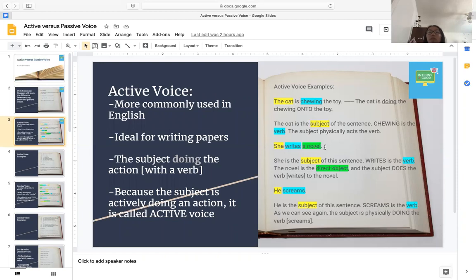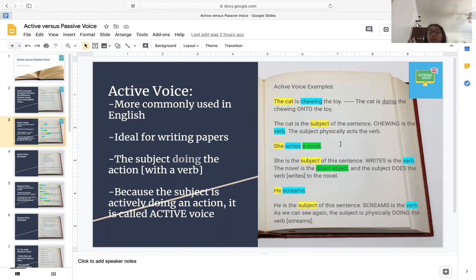Next, we have she writes a novel. She is the subject of the sentence. Writes is the verb. The novel is the direct object, and the subject does the verb, which is writes, to the novel. Again, physically acting upon the direct object.